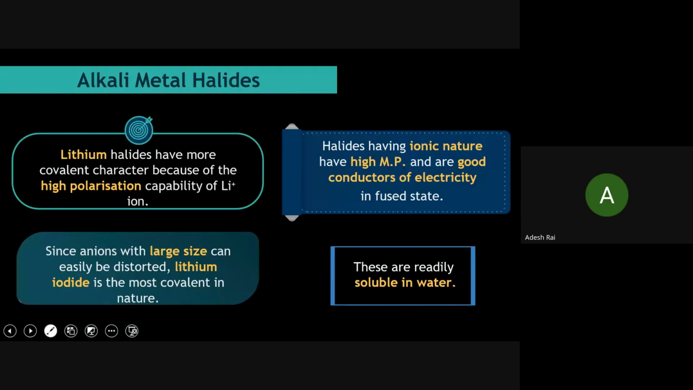Lithium halide has more covalent character because of the higher polarization capability of Li plus. Fajan's rule you have studied, everyone, right? What does it say? For cation, polarizing power is directly proportional to charge and inversely proportional to size. But for anion, polarizability is directly proportional to charge and directly proportional to size. It means if the cation is smaller in size, covalent character will be more. And if the anion is bigger in size, covalent character will be more. Is that clear?